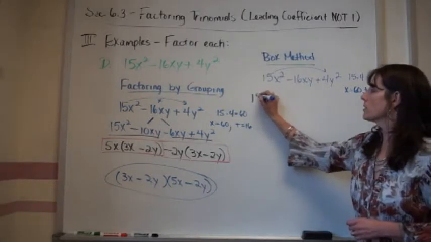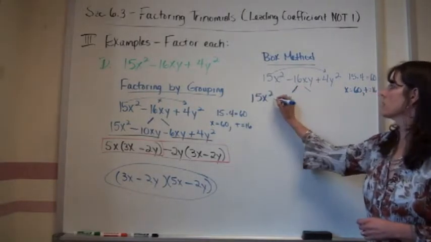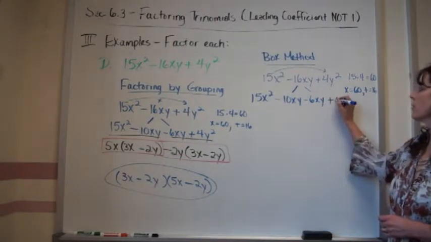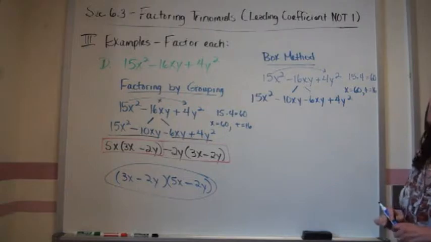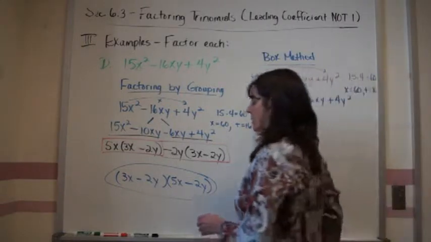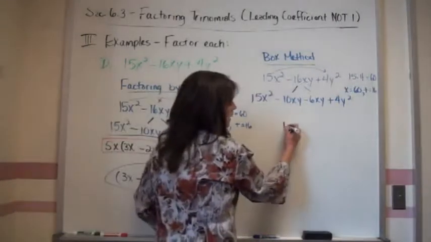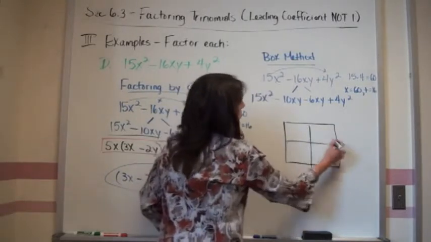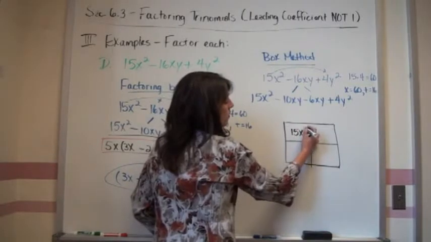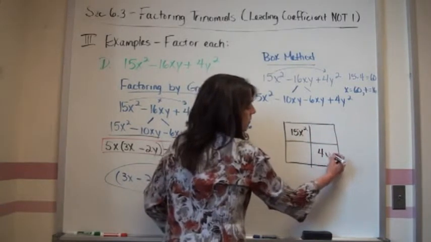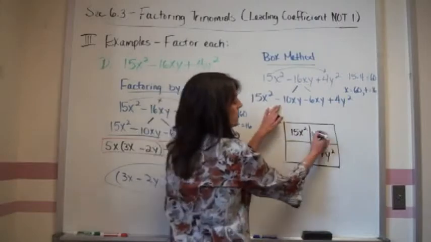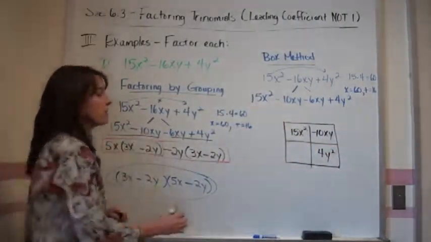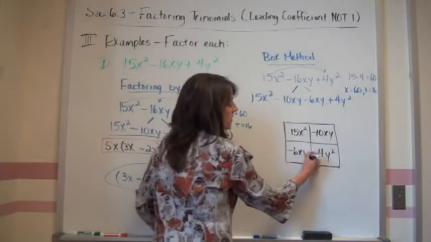So just like before, here's my 15x squared. This splits up as a negative 10xy and a negative 6xy, just like before with the factor by grouping method. But now I handle those terms differently, and I put them inside of that box. So here's the box. And I'm going to put my 15x squared up in the upper left-hand corner. My 4y squared will go in the bottom right-hand corner. Bigger term up here. Notice that I did that here as well. Bigger term was out front. And my smaller term is going to be in the lower left-hand corner.